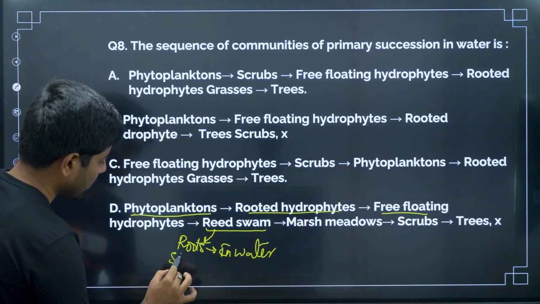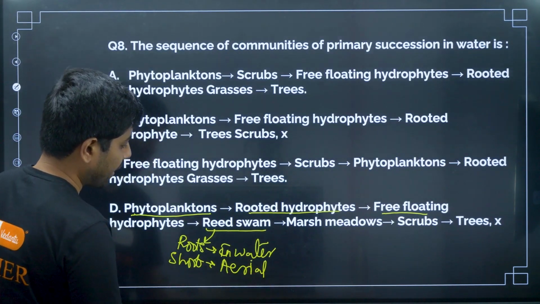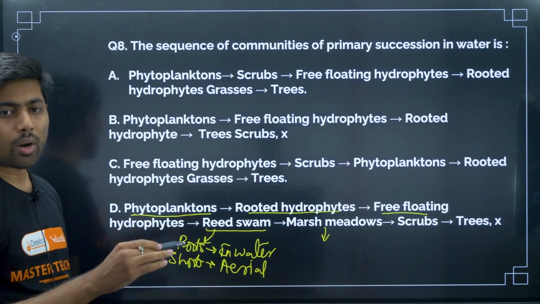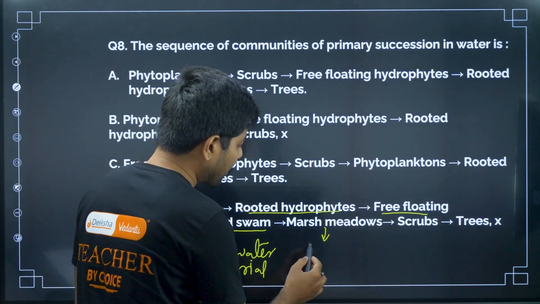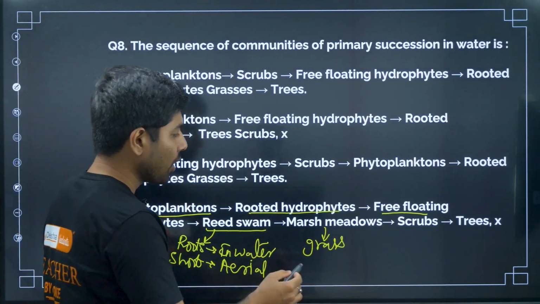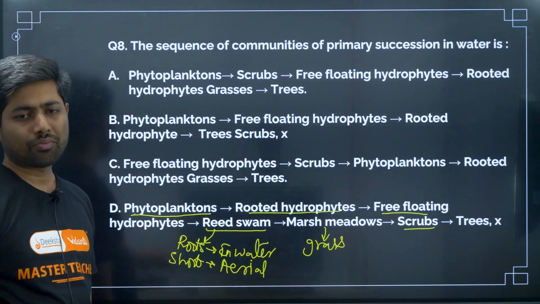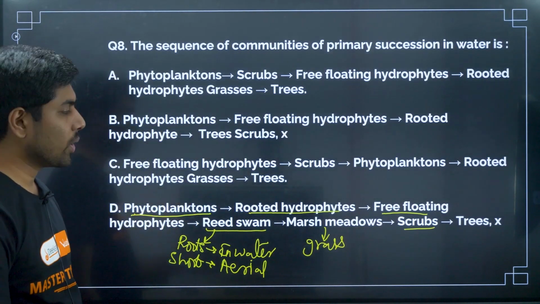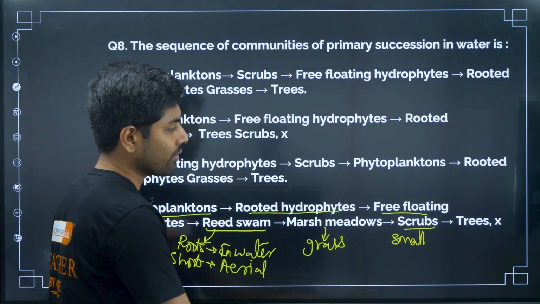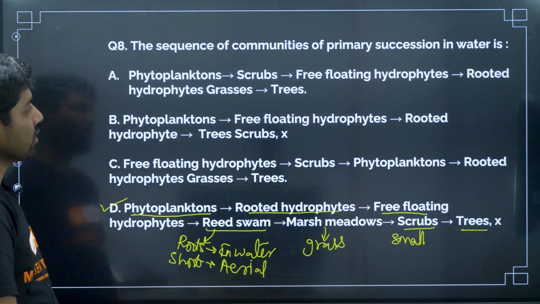and the shoot is aerial. Now marshy meadows is basically an entire water region. Water is decreasing now and the water is completely filled with grasses or vegetation. Then you see scrubs. Scrubs are where water is decreasing now, land has started to accumulate. Now you see small trees or shrubs. Then you finally get trees or forest. Therefore option D is the right answer.